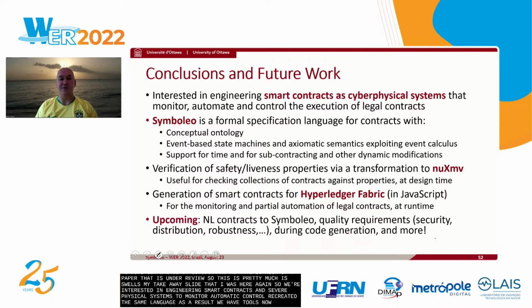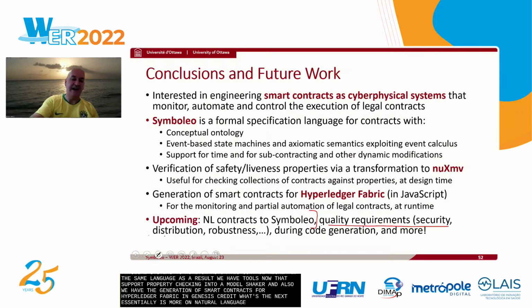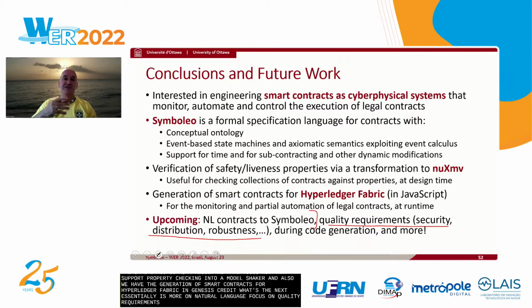We have tools now that support property checking through a conversion to a model checker. And also we have the generation of smart contracts for Hyperledger Fabric in JavaScript. What's next essentially is more on natural language, more focus on quality requirements when generating code, for instance, about security, about distribution of the information, what to put on the blockchain, what to put outside the blockchain, robustness if sensors are failing, for example, and a lot more goodies. So, muito obrigado. Thank you.